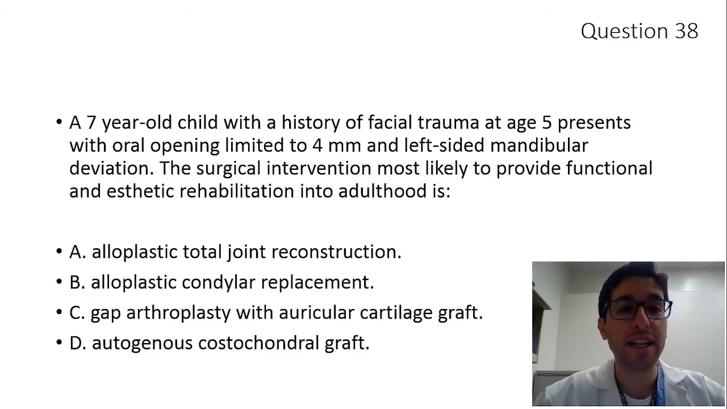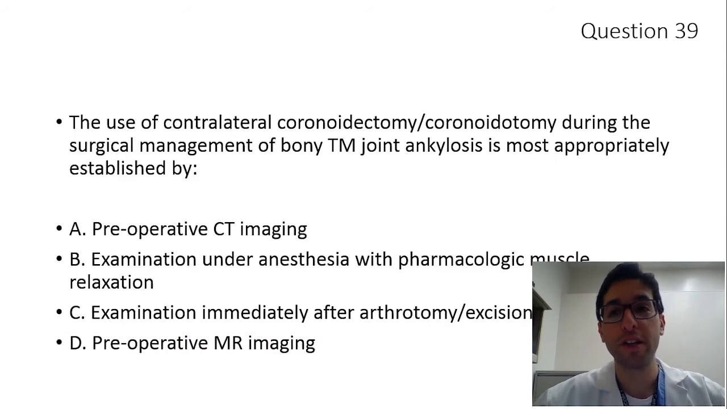Question 38. A 7-year-old child with a history of facial trauma at 5, and now he's got trismus. All right, so we just talked about this. So the only difference is this is a kid, and we talked about this in our previous lectures. When it's a kid, what do you do? Do you do TMJ prosthesis? No, because the kid's still growing. So that's not really a choice. And anyway, it's only his first shot. So what are you going to choose? You're going to choose costochondral graft, right? That one's easy.